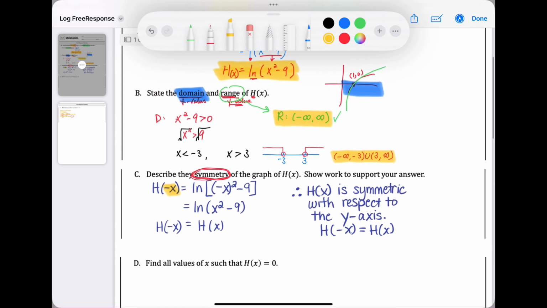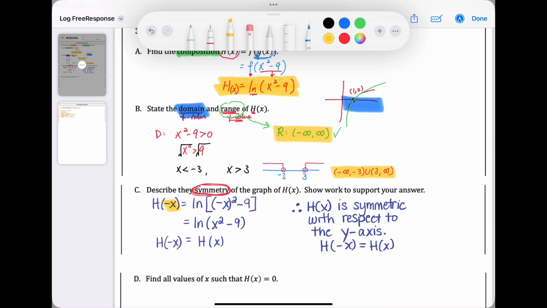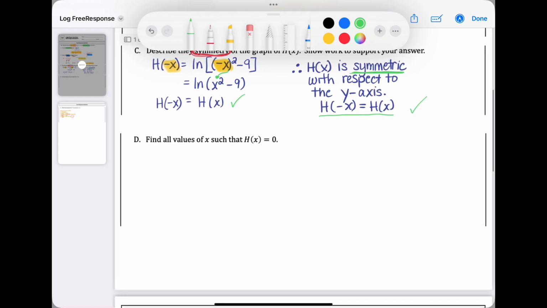So very good. When you plug in negative x, x squared will still be a positive number. So nothing changed, and you got exactly the same thing. Therefore, that will be the symmetry. So far so good? And that is something we call the even function as well. All right, now let's go to part D. Find all values of x such that the h function equals 0.